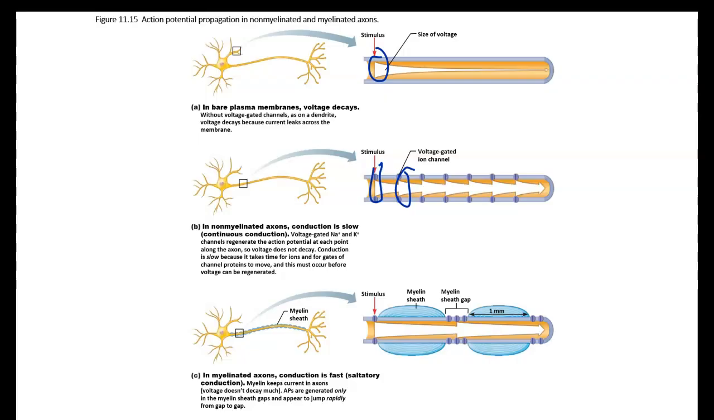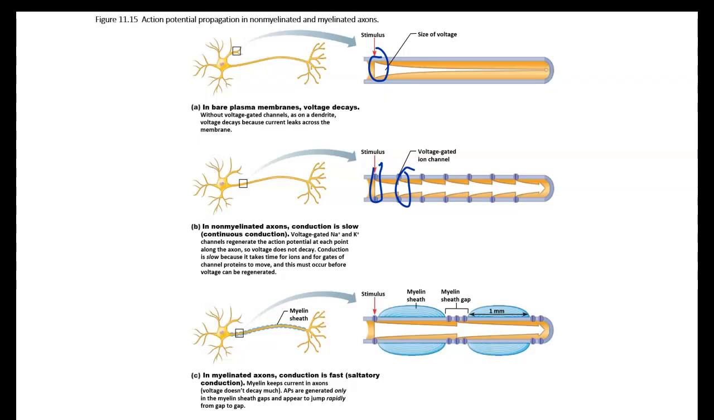Conduction is going to be slow because it takes time for these ions and these gates and these channels to open up and to move these ions in and out and to send the signal down. In a myelinated axon, however, conduction is going to be very fast. And so this you can think of as a saltatory conduction.